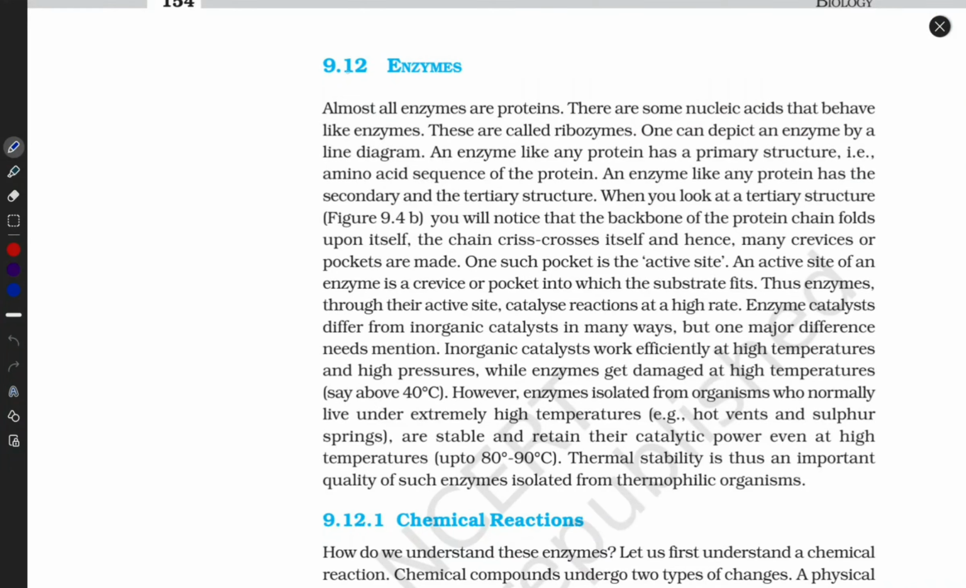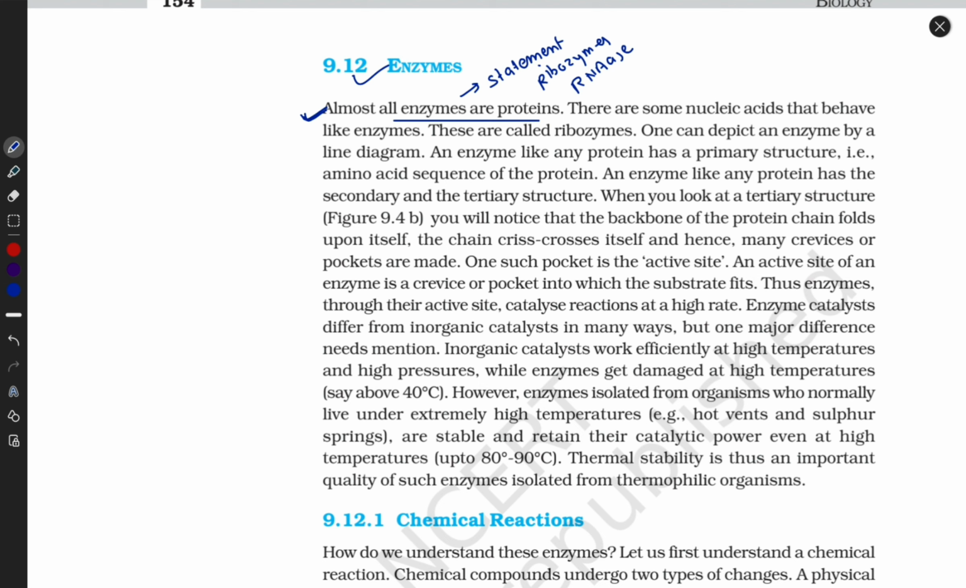Let's start with enzymes. We commonly know that enzymes are proteins. Your NCERT says that almost all enzymes are protein. This is the statement, guys: almost all enzymes are protein, but there are huge exceptions, like ribozymes. They prove this statement wrong. RNAs. Okay, guys, listen to me.